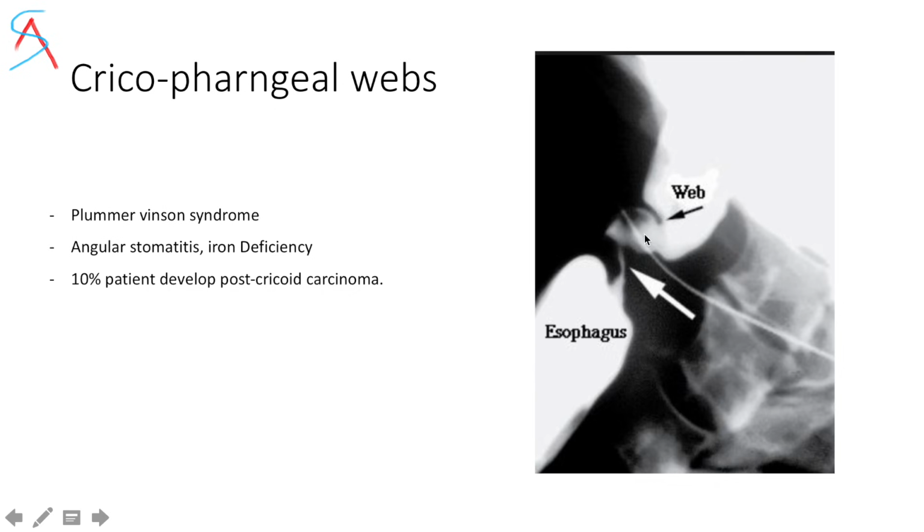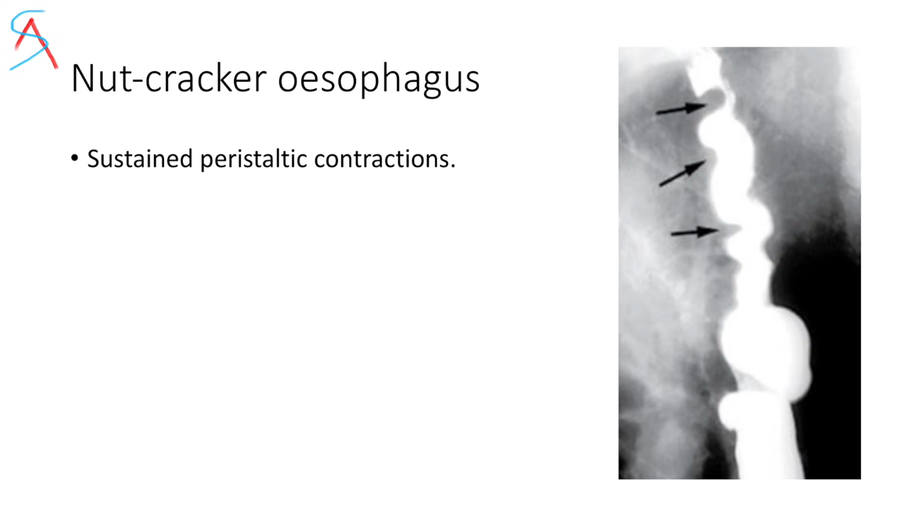Here you can see some shelf-like projection which we call a web. It's a cricopharyngeal web, generally seen in Plummer-Vinson syndrome. Plummer-Vinson syndrome patients will have angular stomatitis and iron deficiency anemia. Around 10% of the patients will develop post-cricoid carcinoma. This X-ray is also a barium swallow. Here you can see a nutcracker esophagus. Here there is a sustained peristaltic contraction.